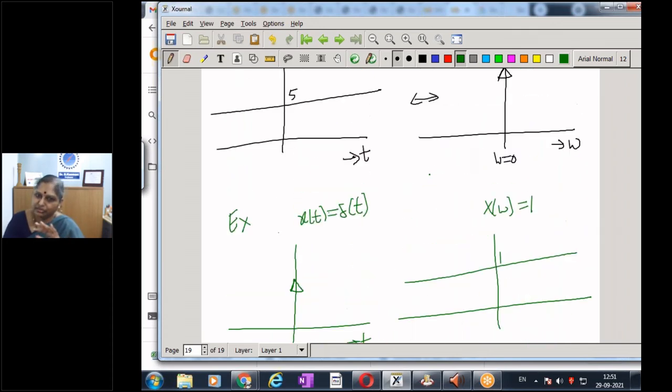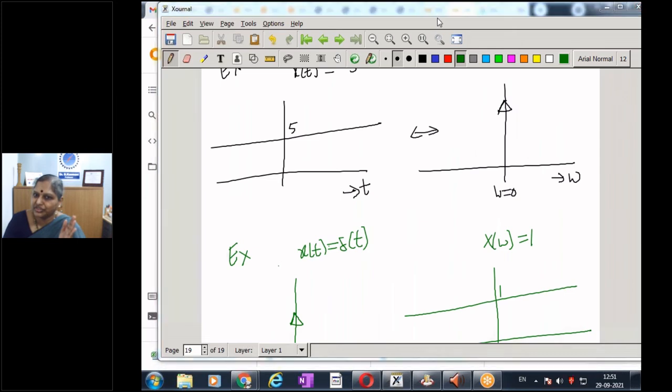So this is what happens. If a signal is constant in one domain, it becomes an impulse in the other domain, and hence the Fourier transform of a constant is an impulse. The Fourier transform of an impulse is a constant. There is a multiplying constant of 2 pi in one case. That is fine.